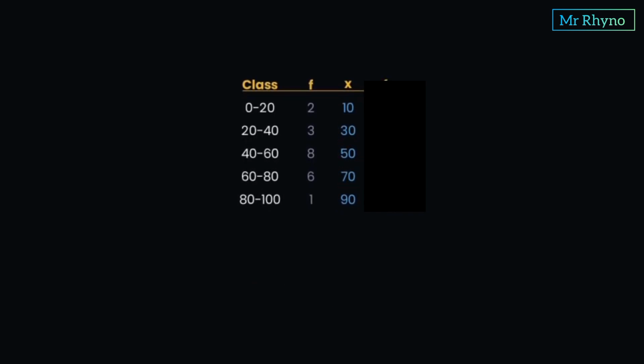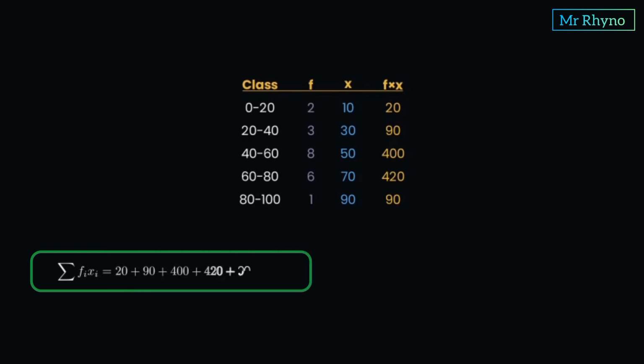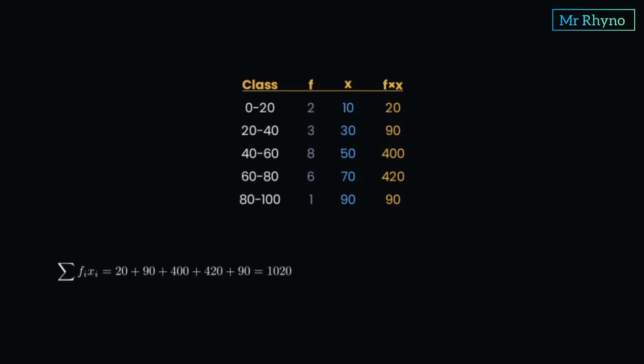Next, we get fx by multiplying f value and x value. The first one shall be 2 by 10, that is 20, 3 by 30, that is 90, 8 by 50, that is 400, 6 by 70, that is 420, and lastly 1 by 90, that is 90. We add the values in the fx column, 20 plus 90 plus 400 plus 420 plus 90, that gives us 1020. To get the mean, it shall be the summation of fx divided by the summation of f. Our summation of fx is 1020 and our total frequency is 20, and hence our mean is 51.